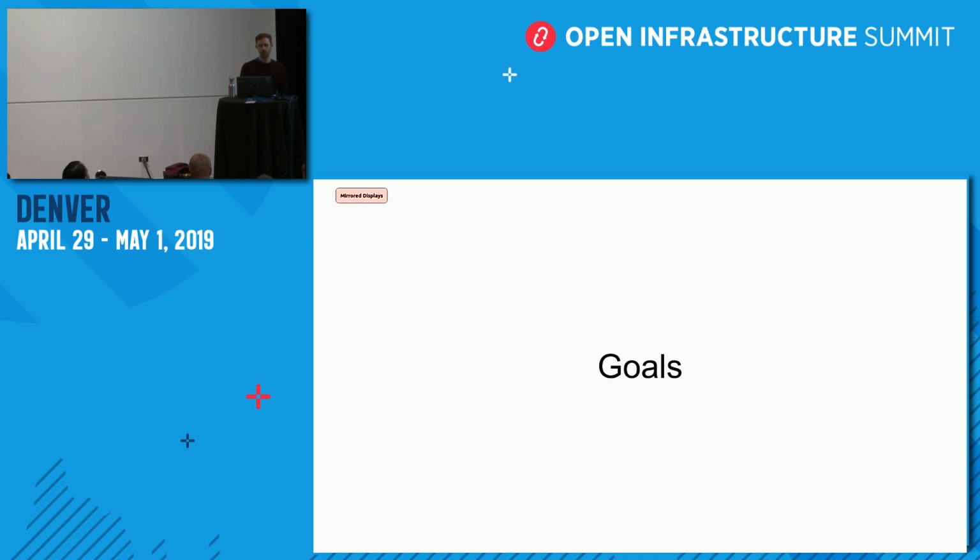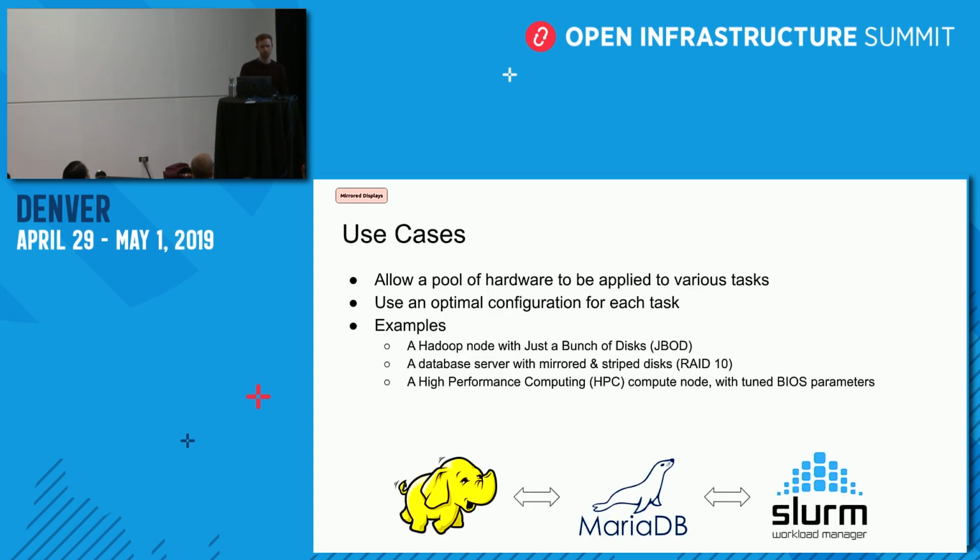So to make this more dynamic, here are some of our goals. We want to allow a pool of hardware to be applied to various tasks. And we want to use an optimal hardware configuration for each of those tasks. So perhaps we have one user that wants to configure a compute node as a Hadoop node with a bunch of disks configured as a JBOD. Perhaps someone else wants to set one up as a database server with a RAID 10. Perhaps someone else wants to use a compute node for HPC, and they want to tune the BIOS for that purpose. We'd like to be able to use the same pool of hardware to do each of these different things.